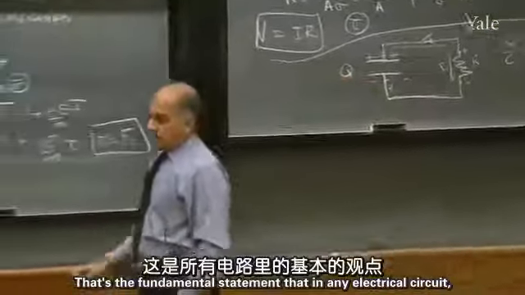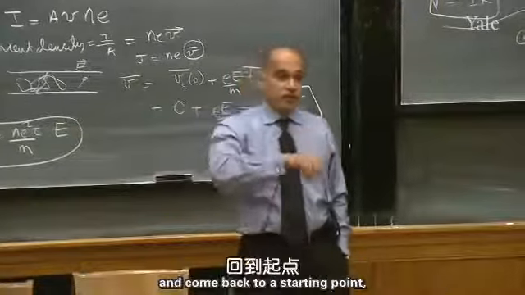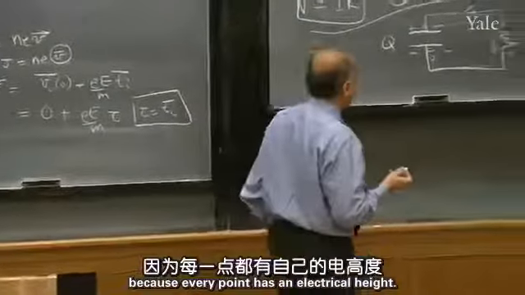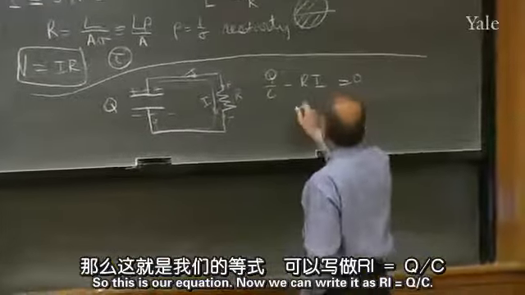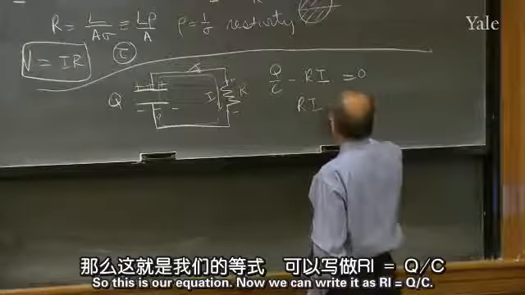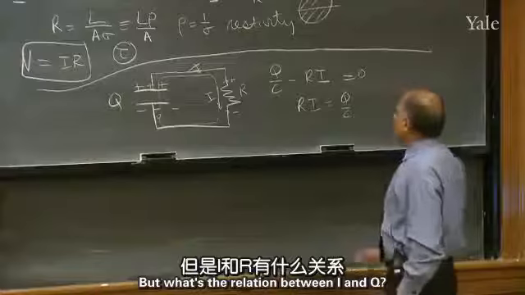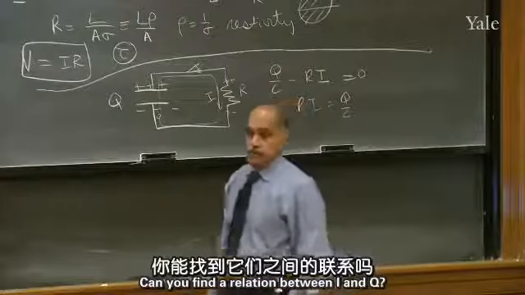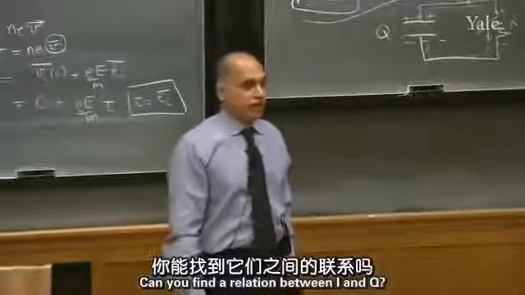That's the fundamental statement that in any electrical circuit, if you start anywhere and go through any path in the circuit and come back to the starting point, the net change in voltage has to be 0 because every point has an electrical height. So this is our equation. Now we can write it as Ri equals Q over C. But what's the relation between I and Q? Can you find the relation between I and Q?